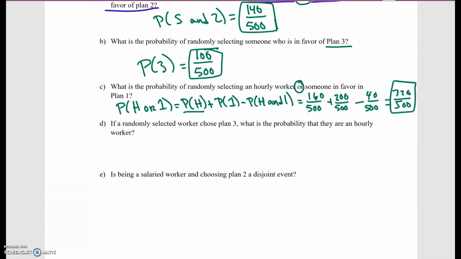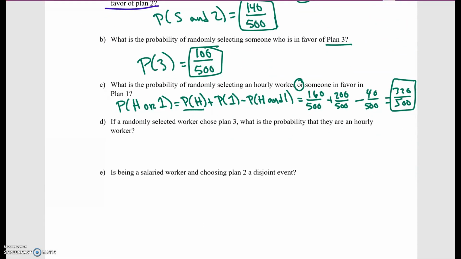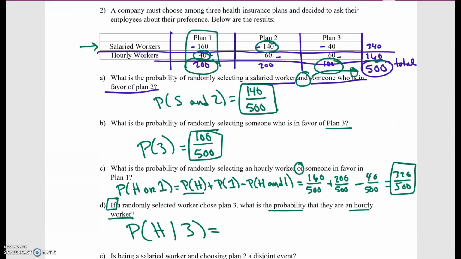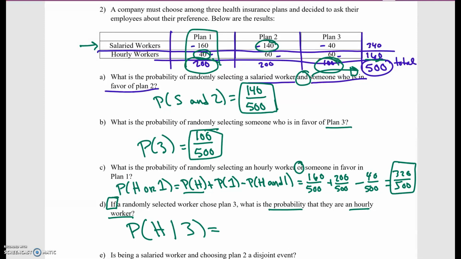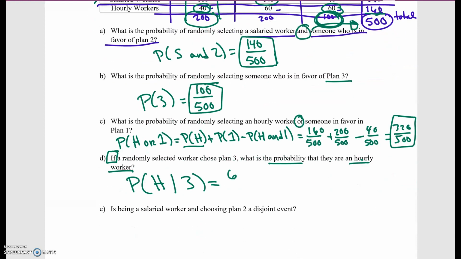Okay, so now we have part D. If a randomly selected worker chose plan 3, what is the probability that they are an hourly worker? Here the key word is "if". So, given that they chose plan 3, what is the probability that they are an hourly worker? This is a conditional probability. We already know that they chose plan 3. So how many people selected plan 3? 100. Out of these 100 who chose plan 3, what is the probability that they are an hourly worker? That's 60, because 60 workers chose plan 3. So this is going to be 60 out of 100.